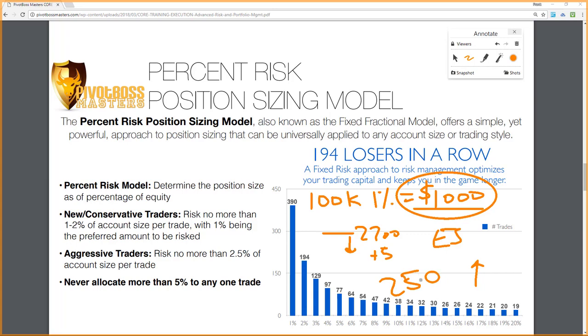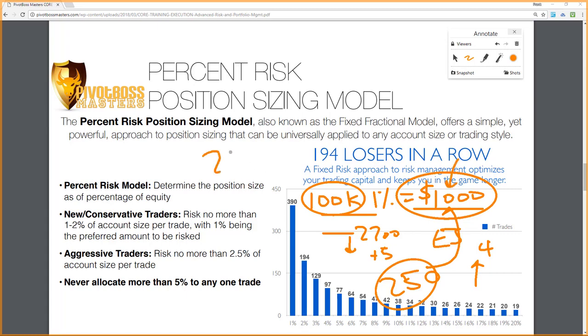And then from there, 250 divided by 1,000 is 4. So basically, that's how the approach would go. If you're going to risk 1% of a 100K account, that's risking 1,000.